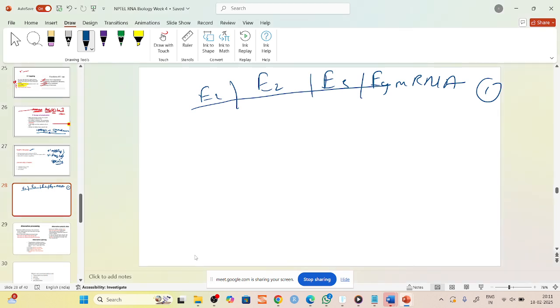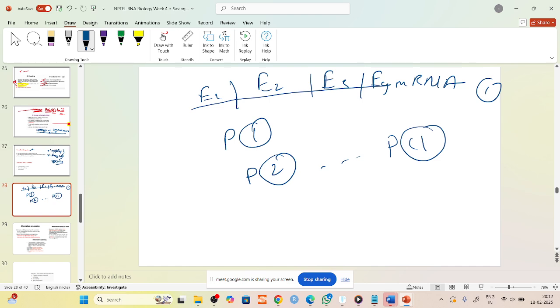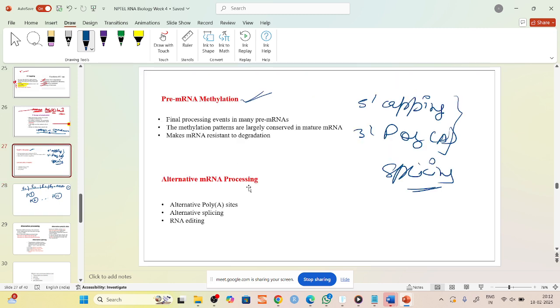This one mRNA can give rise to many different proteins. It can give rise to protein number 1, protein number 2, up to, let's say, protein number 11. So how is it possible? The mRNA is the same only. How can the same mRNA give rise to many different proteins? This is because this mRNA can be processed in different ways, which can give rise to different proteins. A very new and very interesting concept, and this is known as alternative mRNA processing.